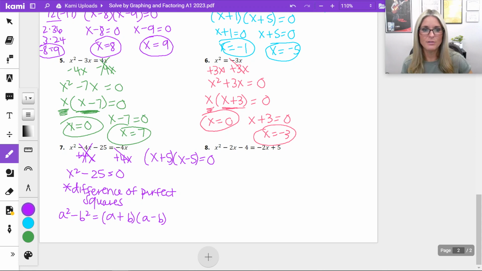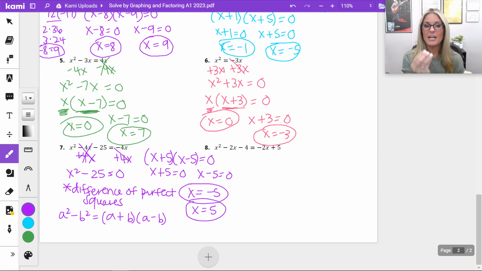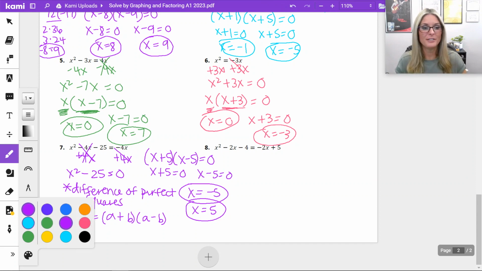I would set each of those factors equal to 0 and solve, and you betcha I'm going to get a positive and negative 5 as my final answer. So again, two solutions there. If I was to graph that related function, y equals x squared minus 25, it's going to cross the x-axis beautifully at -5 and +5.